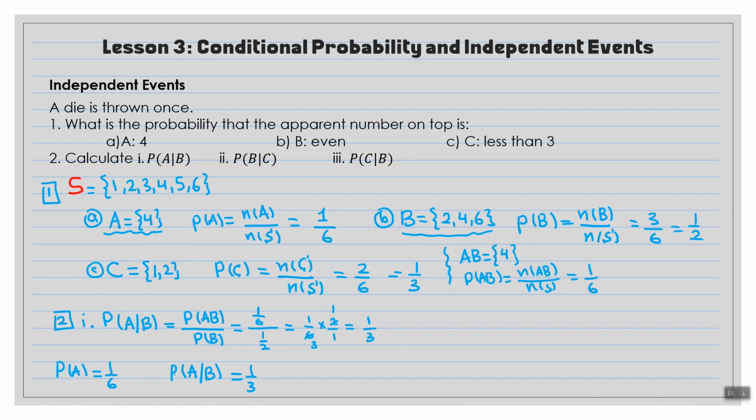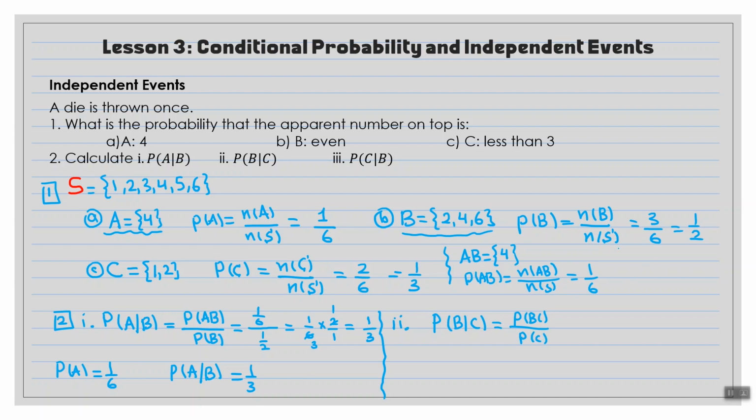We call such events dependent. So they depend on each other. So A depends on B. The value of the probability of A changes depending on B. But does this happen all the time? Let's investigate the second one, which is the probability of B given C. So this should be the probability of BC over the probability of the second one, which is C.